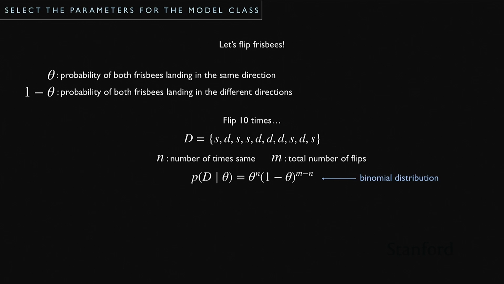This is actually called a binomial distribution. And so this is our likelihood model, this is P(D | theta). We also need to select P(theta) in this case.